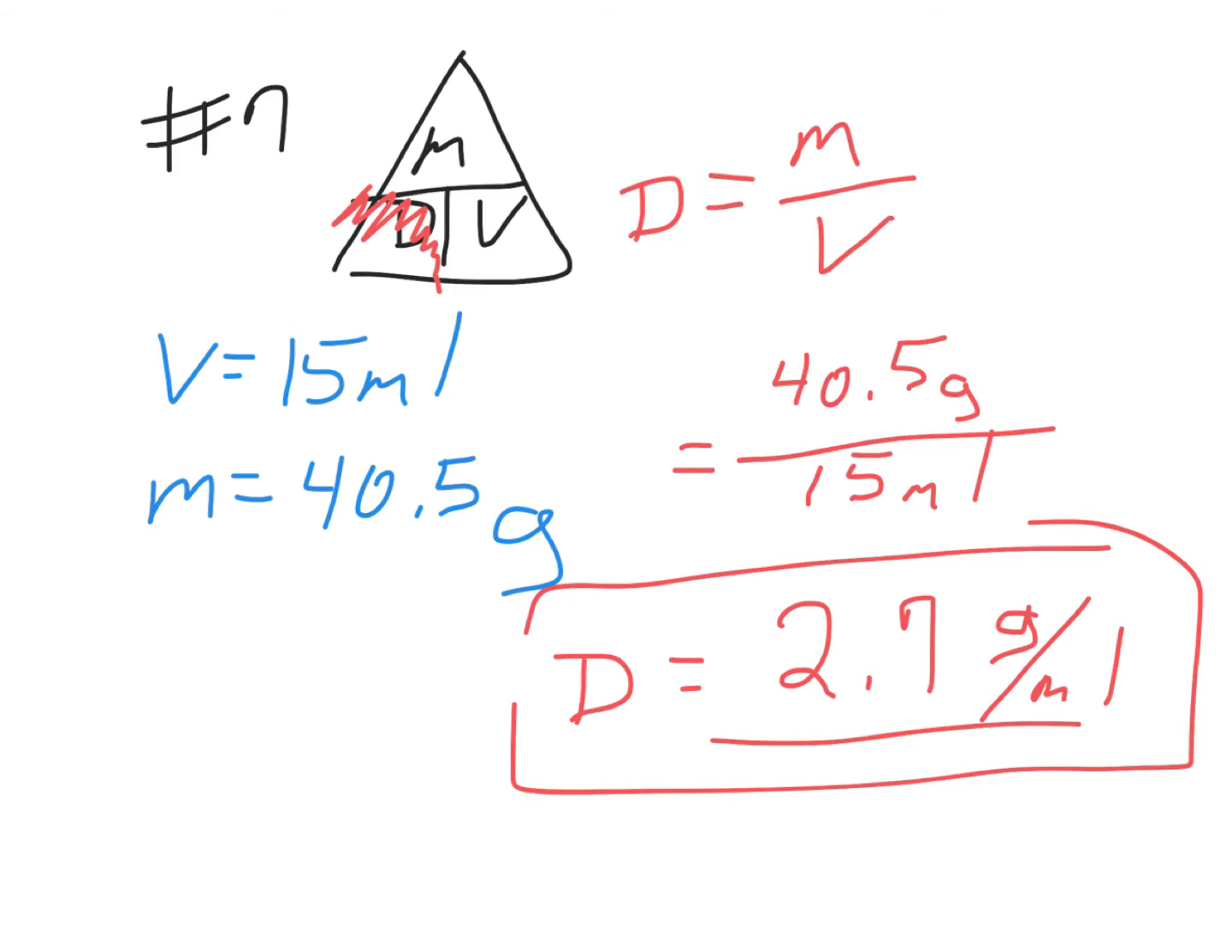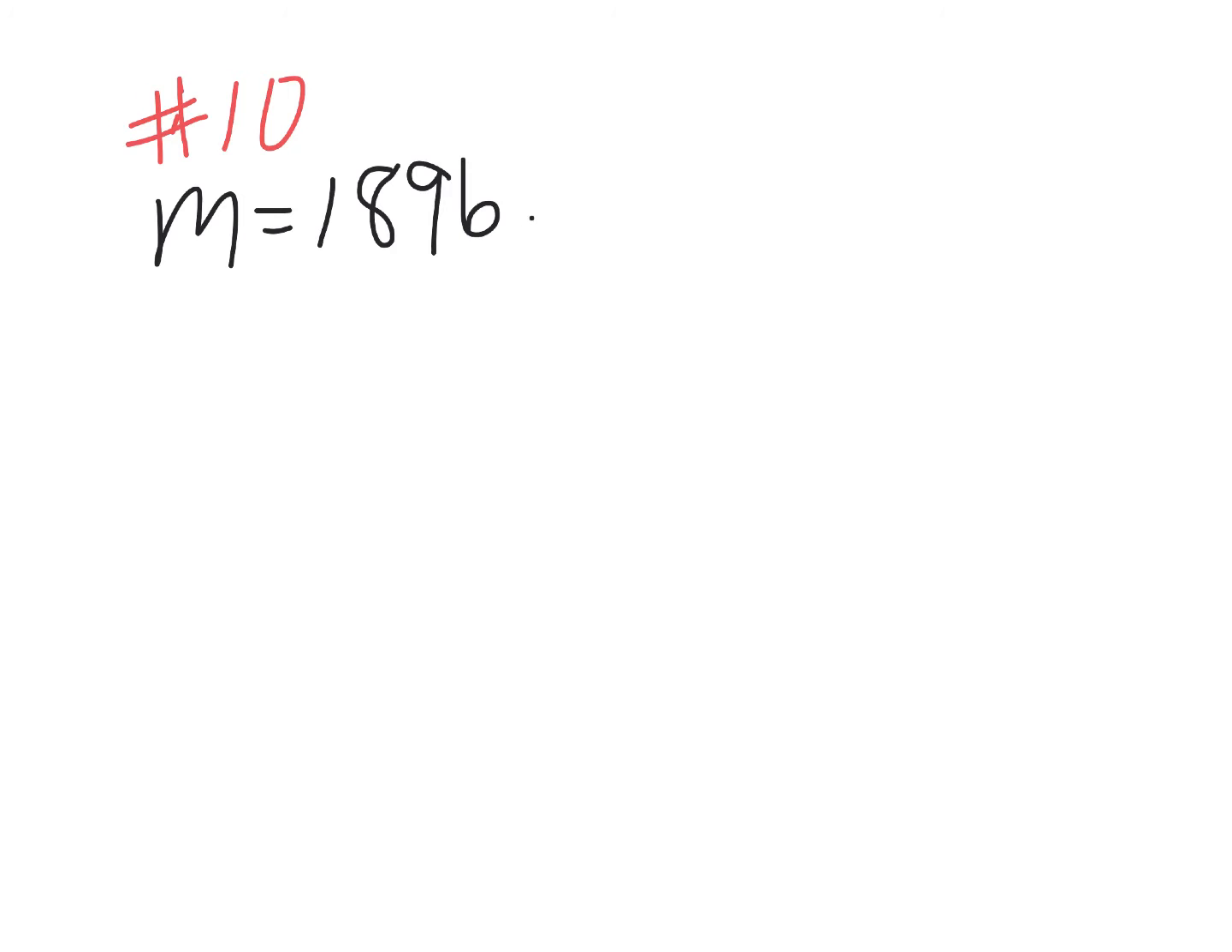Okay. All right. Let's do something a little different. Let's do number 10. Okay, what's given? What's the first thing that's given? Yep, you have your mass, and it's 1896 grams. Now, are they giving you volume? Nope, but they are giving you a way to figure it out. So you're working with a block, and one side is 8.4 centimeters.